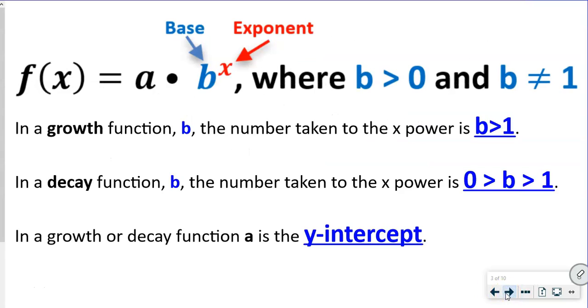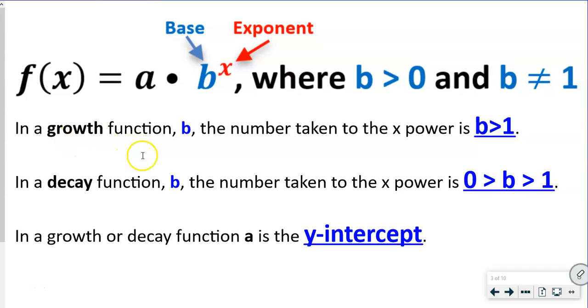So what we're going to do is talk through this. f of x equals a times our base b to our exponent x, where b is always going to be greater than 0, and b does not equal 1, because if it's 1, any power of it is going to be 1.